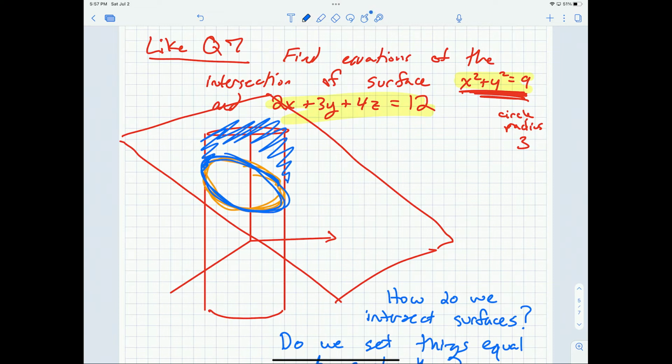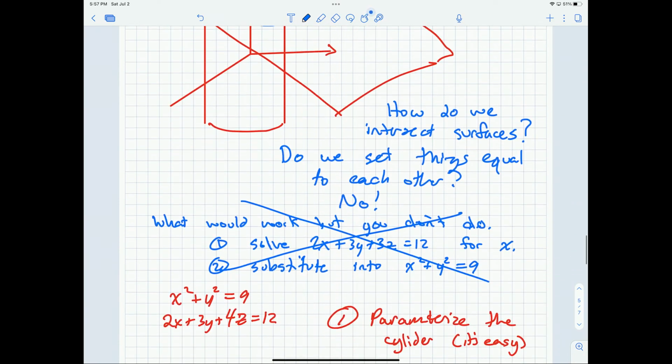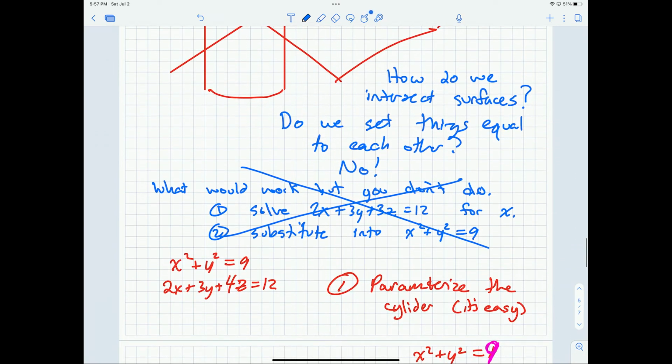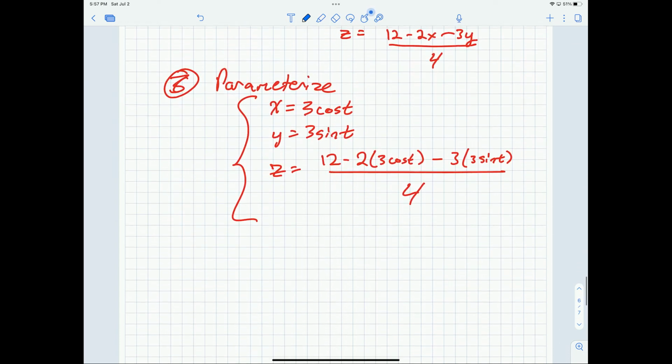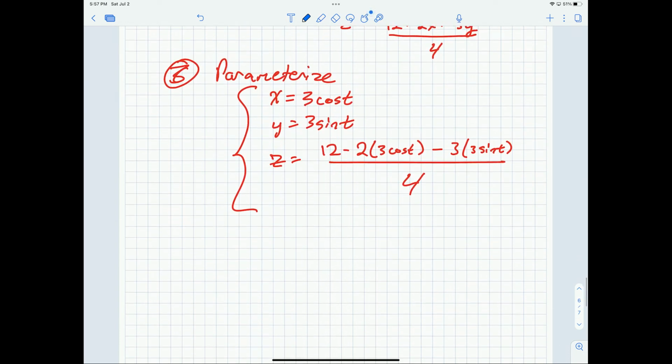And then the eventual curve that we got was this curve. And so the curve was, well, we actually used part of that same stuff, right? We had 3 cosine t was x, 3 sine t was y, but the z was the plane. We don't write z. The z was the plane.